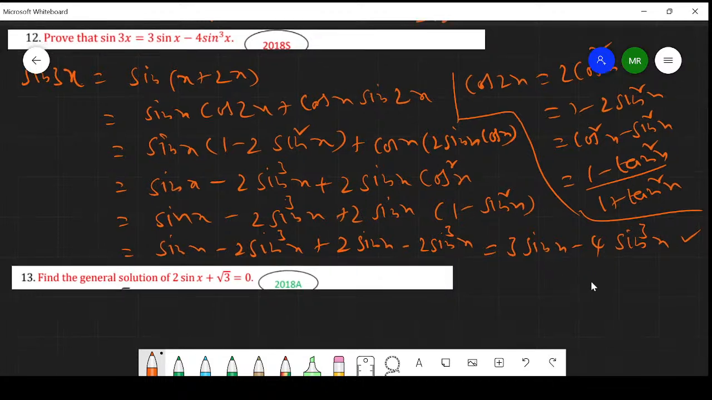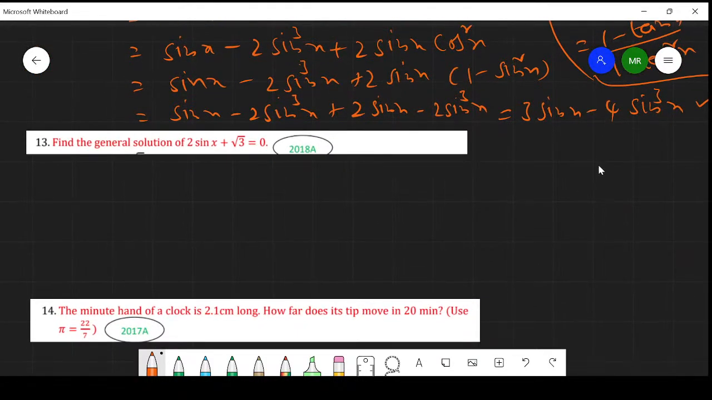Now find the general solution of 2 sin x plus root 3 equal to 0. When they talk about the general solution of any problem, here to find the general solution you should know the principal value. In the case of sine, I will tell you now the formula. When sin theta is equal to sin alpha, where alpha is the principal value, theta equals n pi plus (minus 1) whole power n into alpha, n belongs to I. So this is the general solution.